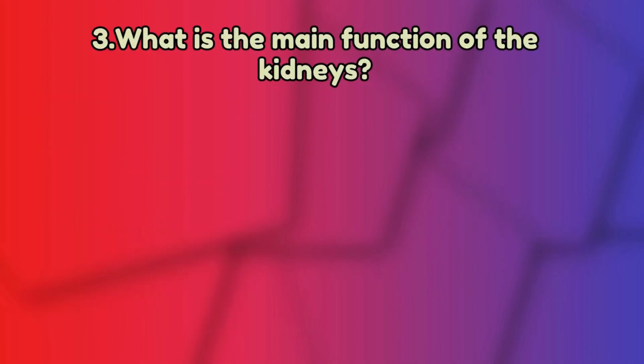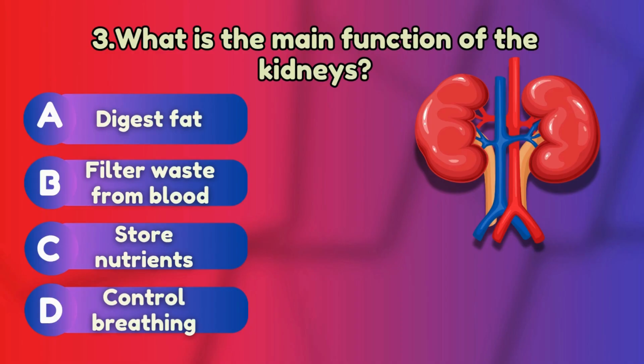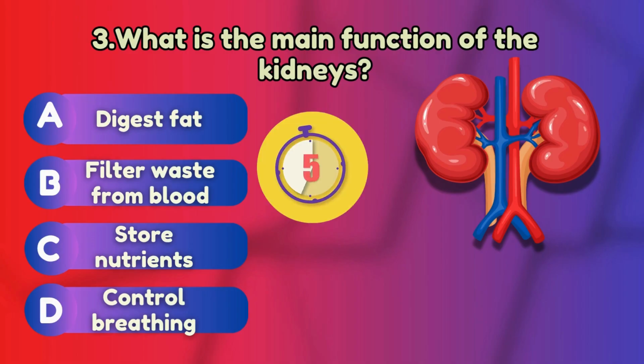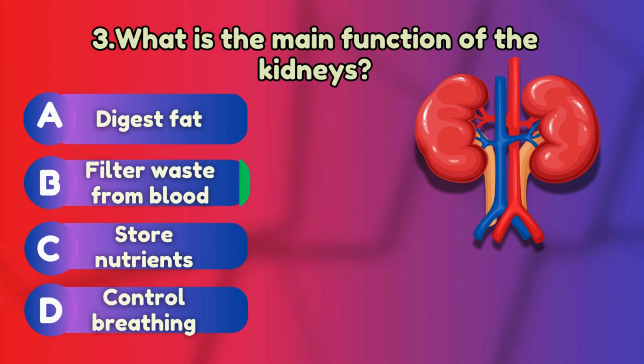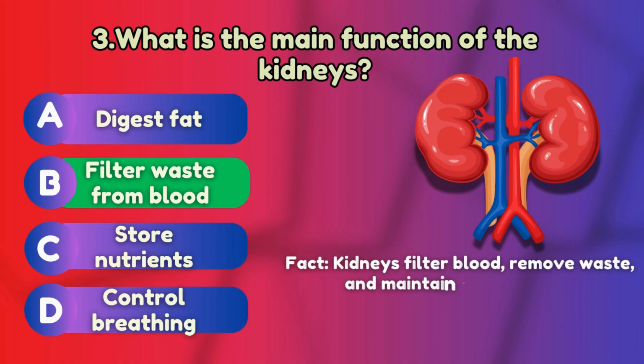3. What is the main function of the kidneys? A. Digest fat. B. Filter waste from blood. C. Store nutrients. D. Control breathing. Right answer, filter waste from blood. Fact: kidneys filter blood, remove waste, and maintain fluid balance.